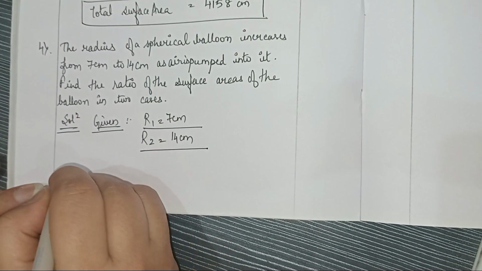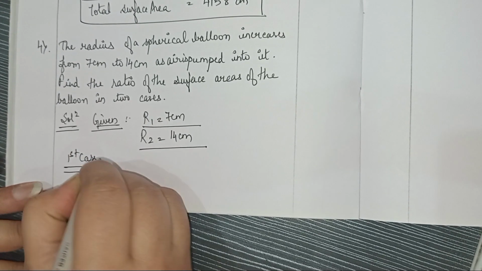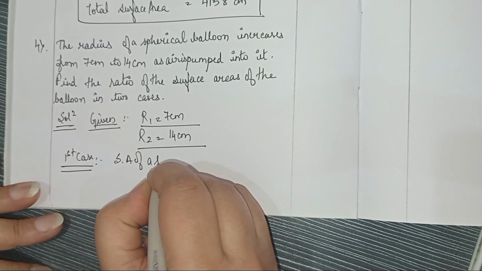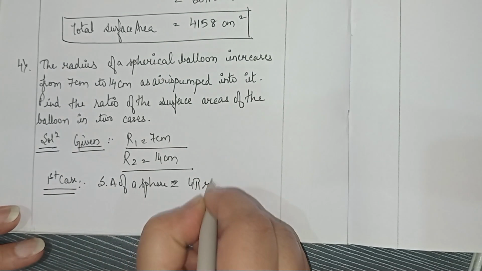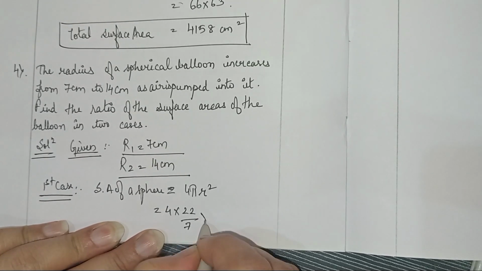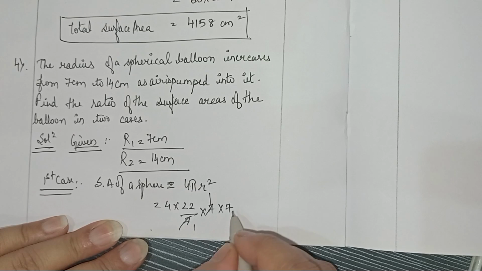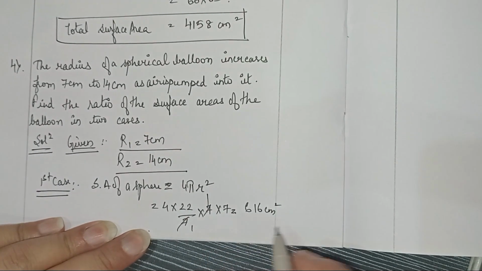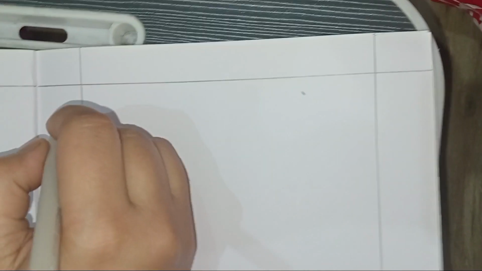As they have asked you to compare and give the ratio of the surface areas of the balloon in two cases. Okay. So in the first case, surface area of a sphere, or a balloon, is 4 pi r square. Okay. 4 into 22 over 7 into 7 into 7. 7 ones and 7 ones will give you 616 centimeter square. Okay. Second case.